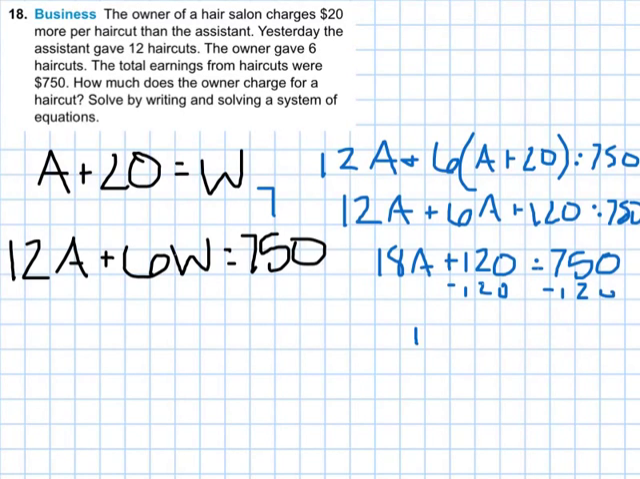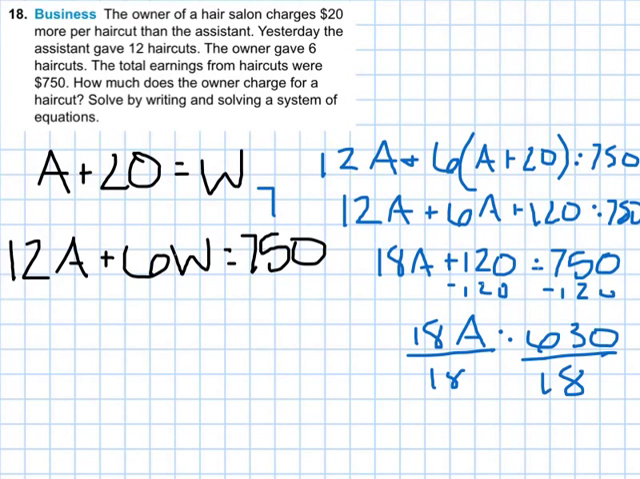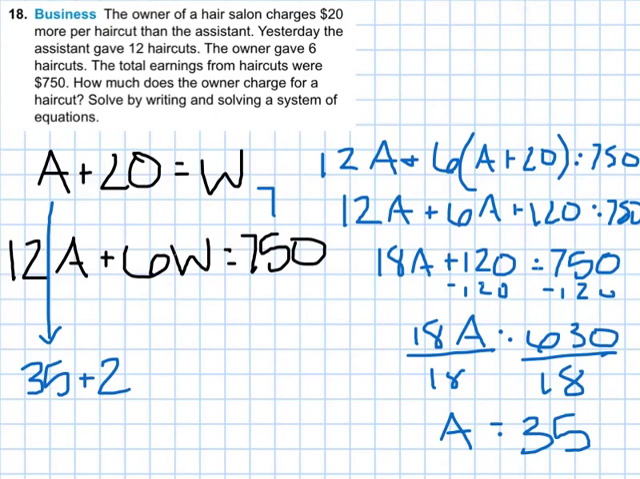We get 18A equals 630. So we'll divide by 18, and we'll get A equals 35. So the assistant makes $35. Taking this top equation, 35 plus 20 equals whatever the owner makes. So the owner makes $55.